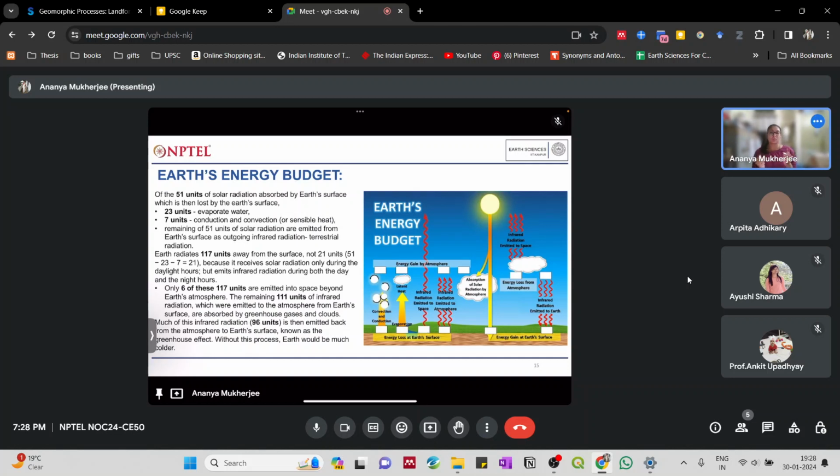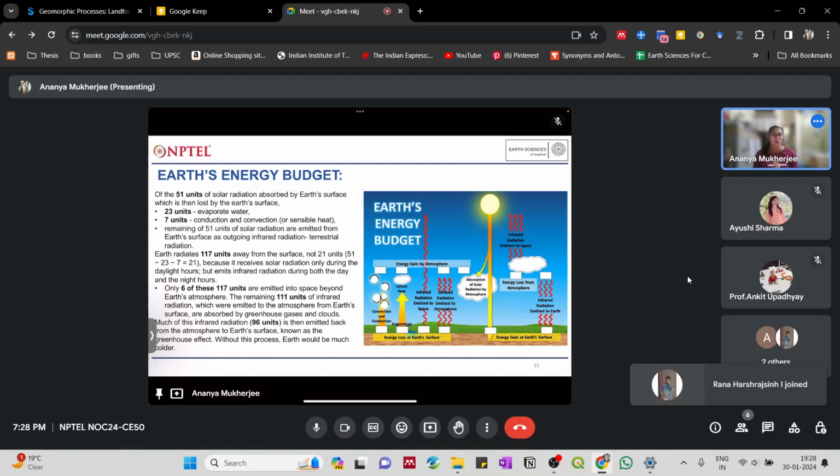So now, with a lot of calculations that have been done, it is said that the Earth radiates 117 units away from its surface. Okay, not 21 units. As we can see, if you subtract 23 plus 7 from 51, apparently this should come up to 21. But that is not the case. Okay. So the Earth radiates 117 units away because it receives solar radiation during the daylight hours.